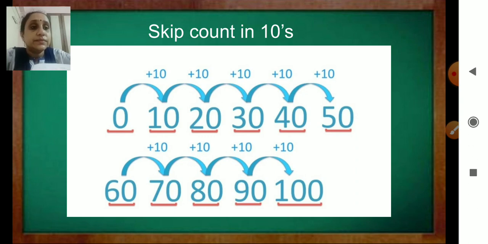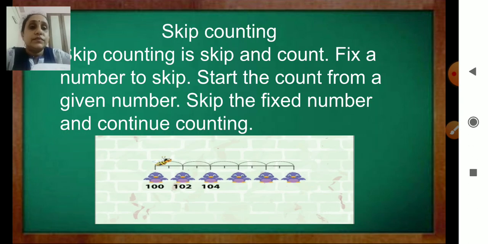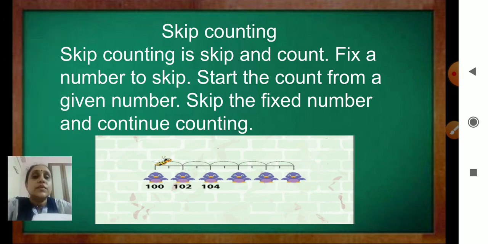Okay children, now skip counting. Okay, we will start the lesson. We will be doing from our book. You can do it in your book or notebook also. Skip counting is skip and count. Fix a number to skip. Start the count from a given number. Skip the fixed number and continue counting.